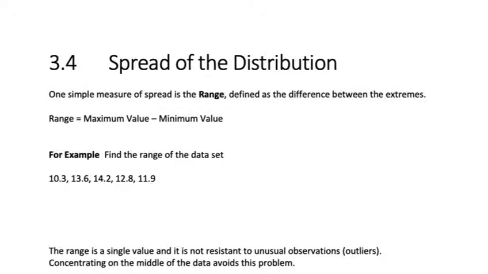In this video, we're going to see a few different ways of talking about the spread of a distribution. The first measure we're going to look at is called the range. The range is pretty simple. It's the maximum value in the data set minus the minimum value in the data set.